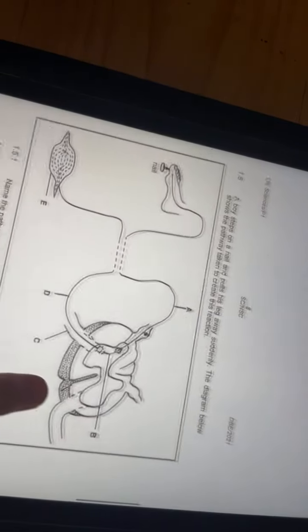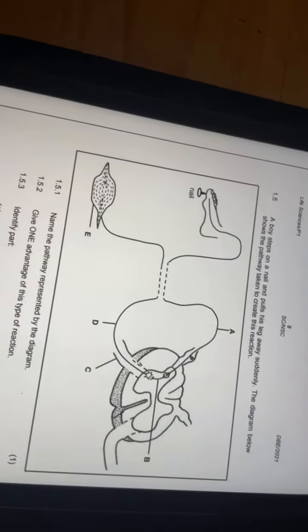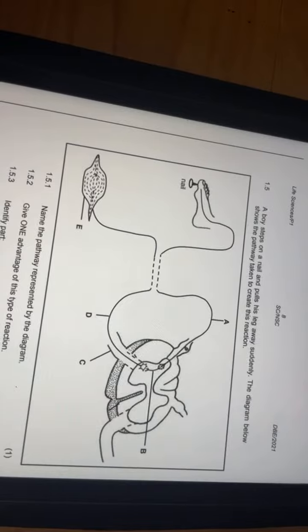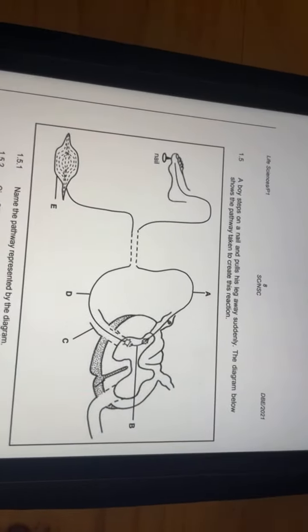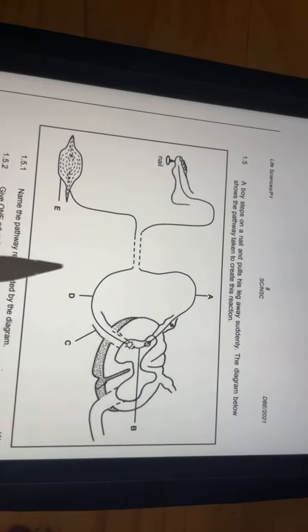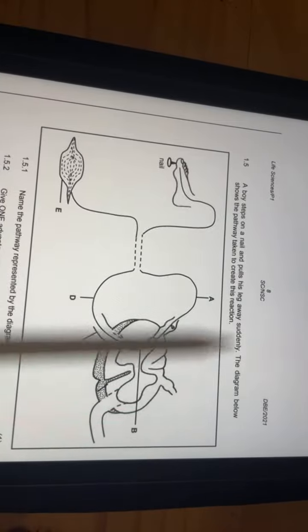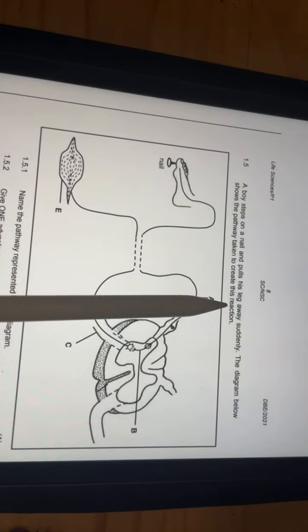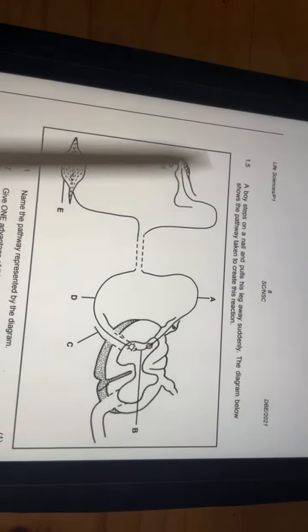All right, so the next thing that I want to cover, I'm just going to scroll down, links into our reflex arc, okay? And so I'm just going to do a little bit of teaching before I start on the questions, which are a little bit lower down, because I think this diagram is super useful. So it says a boy steps on a nail and pulls his leg away. Suddenly, the diagram below shows the pathway taken to create the reaction. So I want to do a little bit of teaching first.